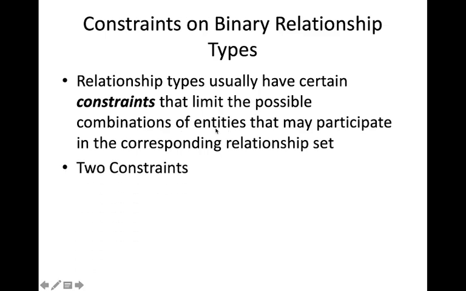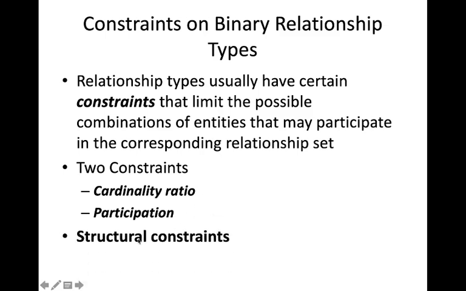So we will see what are the constraints on binary relationship type. Mainly we have two constraints. The first one is cardinality ratio, which we also call the maximum constraint. The second one is the participation constraint, which we also call the minimum cardinality ratio. These two constraints together are known as structural constraints. We will see cardinality ratio first.